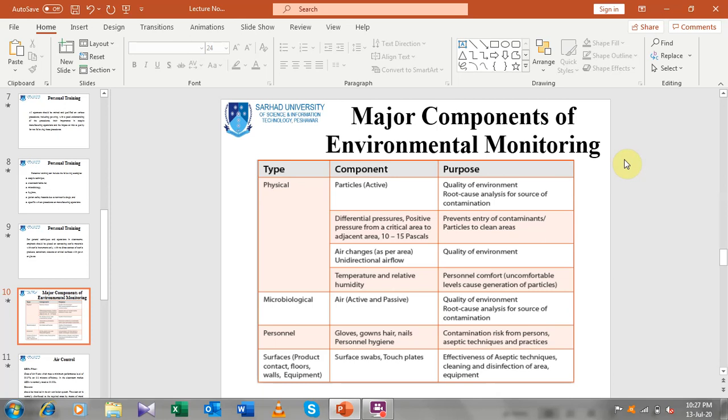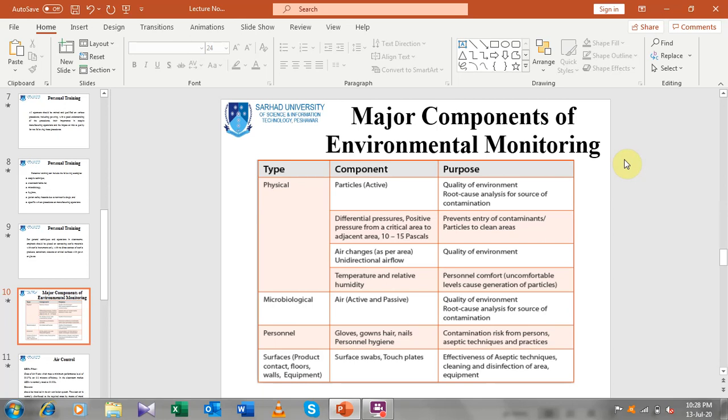And in the class A area, which is a highly critical area, the most sterile area, the positive pressure should be more as compared to the class B area, and the difference should be 10 to 15 Pascal from the adjacent area. To A, the adjacent is B, to B, the adjacent is C, and to C, the adjacent area is class D area. Air changes, that is the physical controlling method, the major component of monitoring method, air changes as per area.